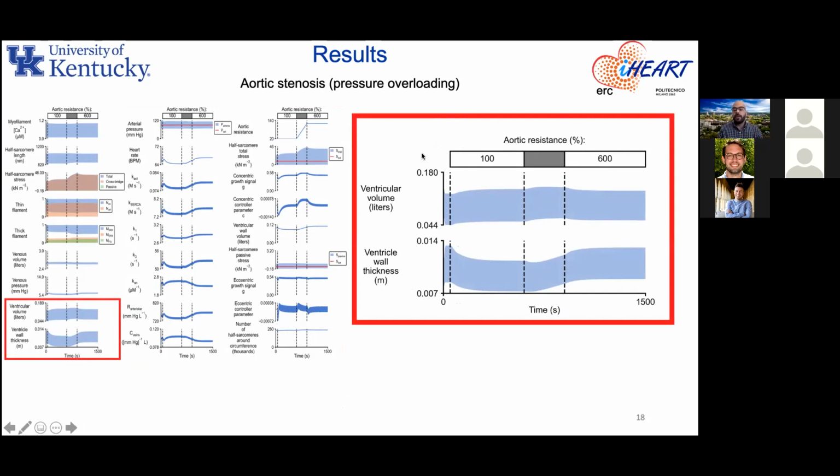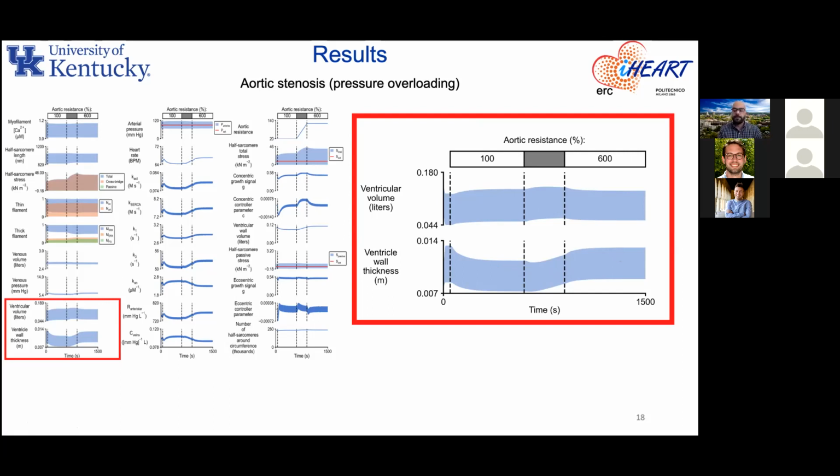So in this specific case, we induce the pressure overloading by increasing the aortic resistance in the compartmental model of the circulatory system. In response to this condition, the cardiac growth module predicted a significant increase in the ventricular wall thickness. However, the ventricle chamber size did not change much. It almost remained unchanged.